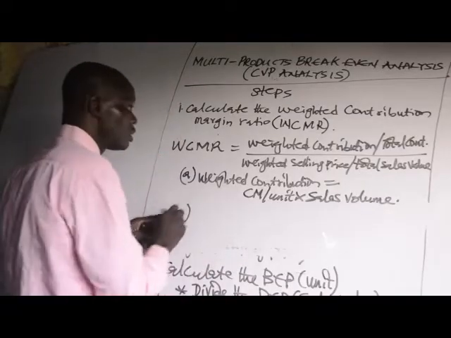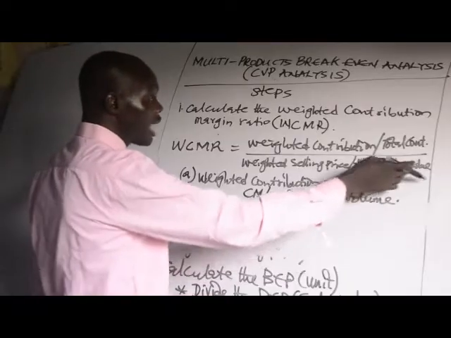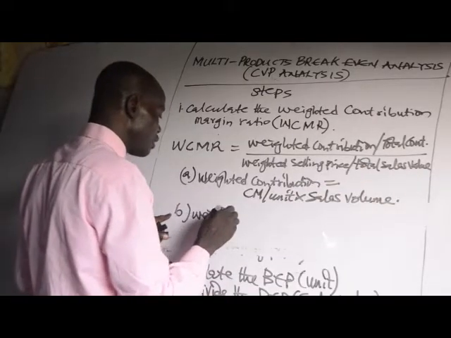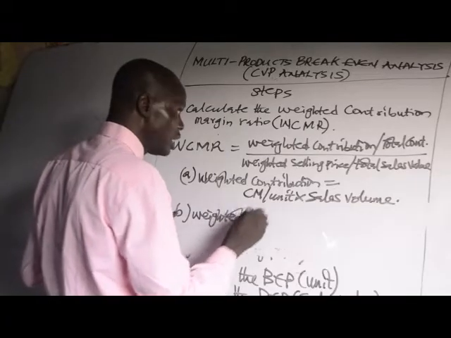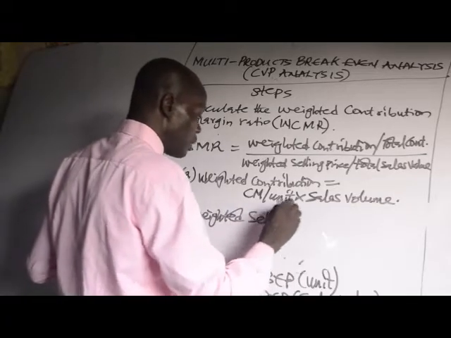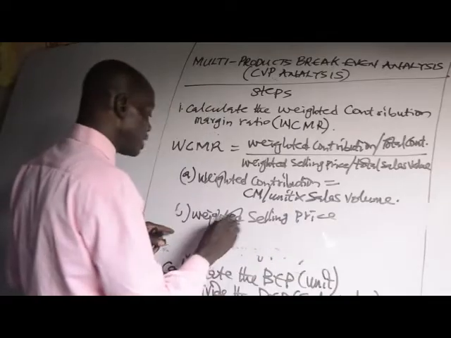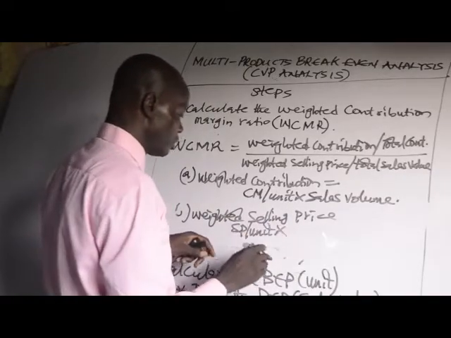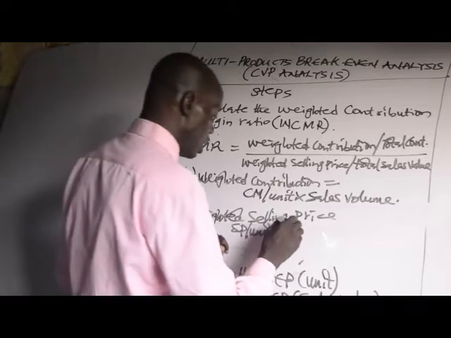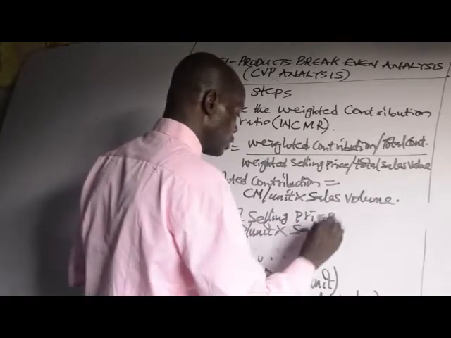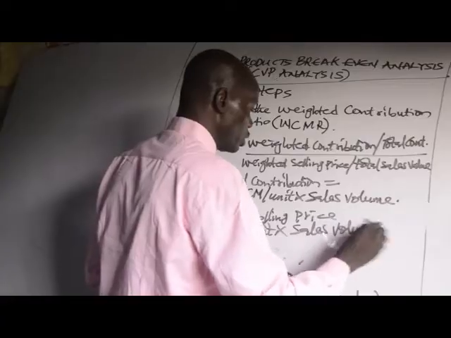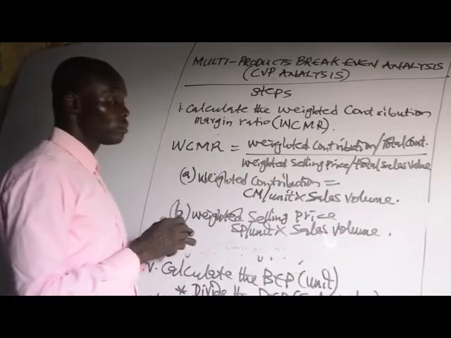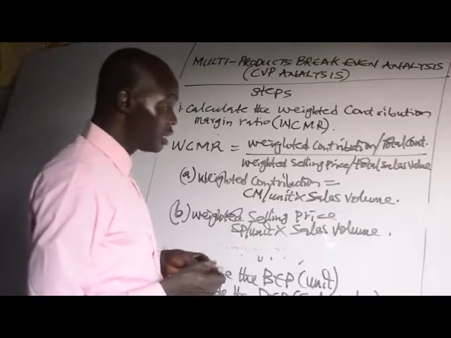Where weighted selling price, I've told you that your weighted selling price is the same as total sales value. Weighted selling price, I said, will be selling price per unit times sales volume or number of units sold. This will give you the weighted selling price.